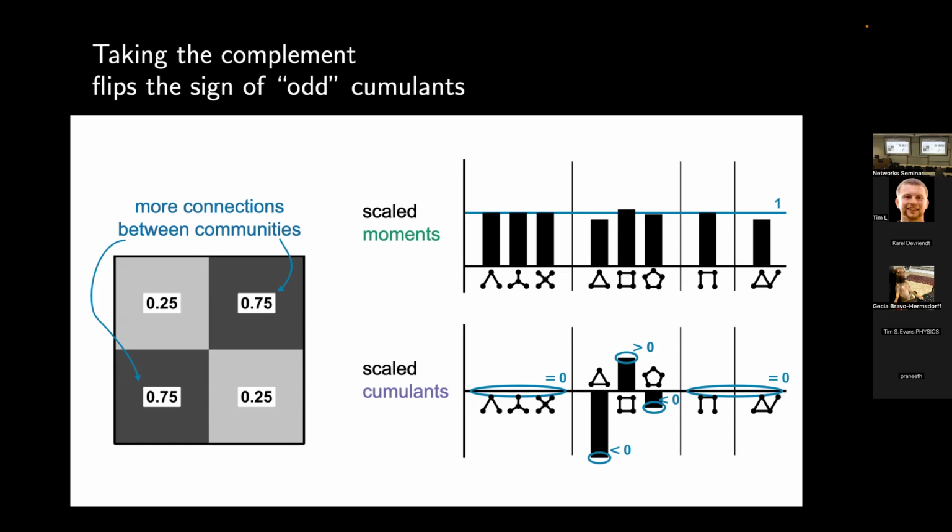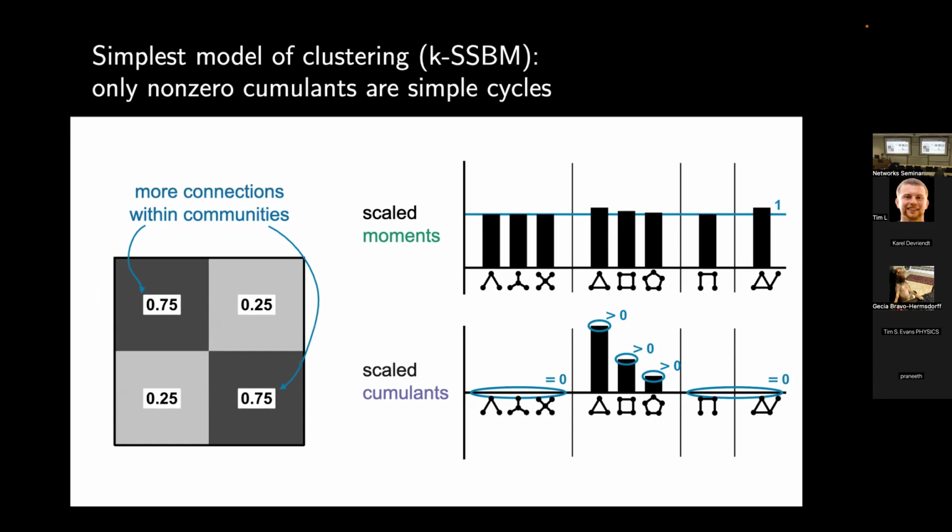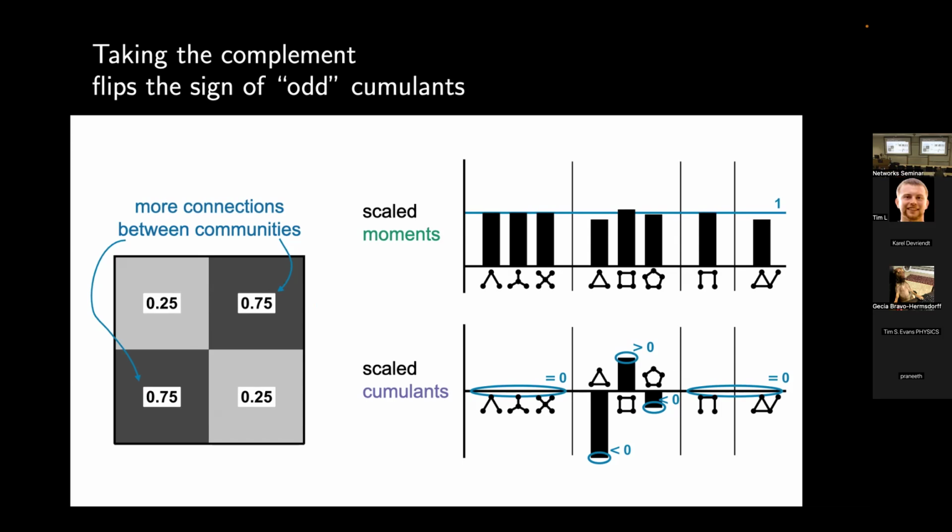Okay, so the nice thing about this one is that I just changed the probabilities within the communities and between communities. I just flipped it, so it's more bipartite. And what you can see is that now the cycles with an even number of edges have the same but negative cumulant. That makes sense, right? Because, for example, in a bipartite graph, you don't have triangles.